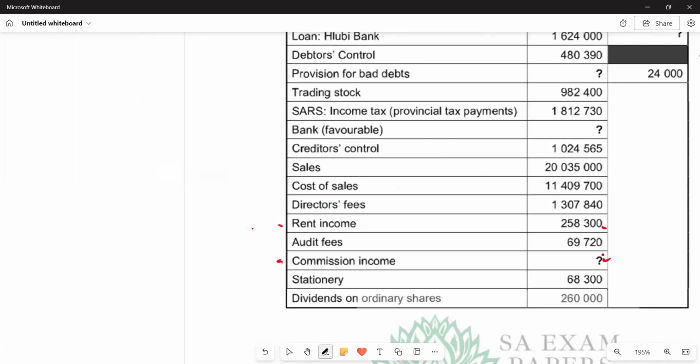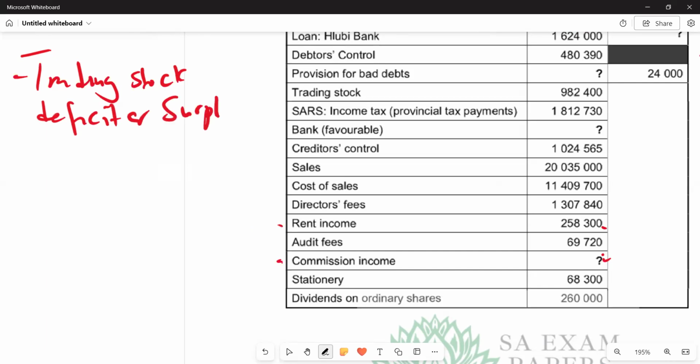Remember, we have trading stock, a deficit or a surplus. If it's a deficit, it's an expense, we need to put it under expenses. If it's a surplus, it's an income, put it under the other income section. So we need to check it according to the question that we are doing, whether it applies under income or expense, so that we don't omit any income.